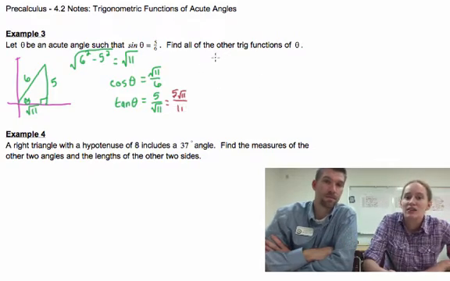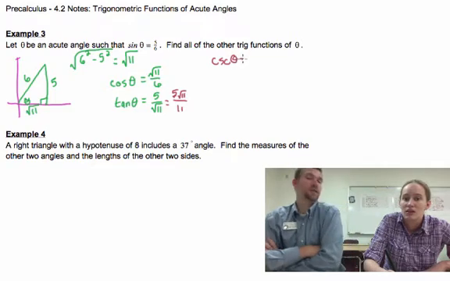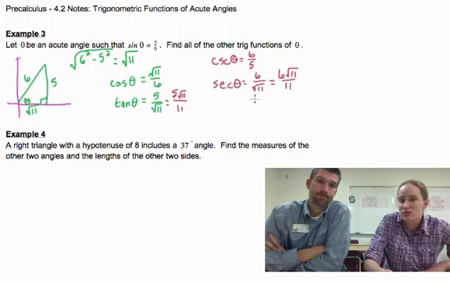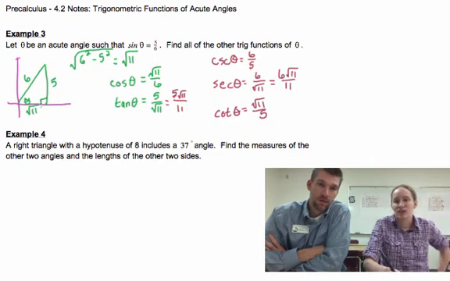And then we need, don't forget, cosecant, secant and cotangent. Cosecant is the reciprocal of sine, which they told us initially was 5 over 6, so that's 6 over 5. Secant is 6 over the square root of 11, which rationalized is 6 square roots of 11 over 11. Cotangent is square root of 11 over 5. All right, so that's all we had to do there.